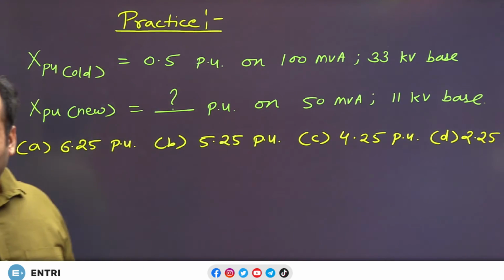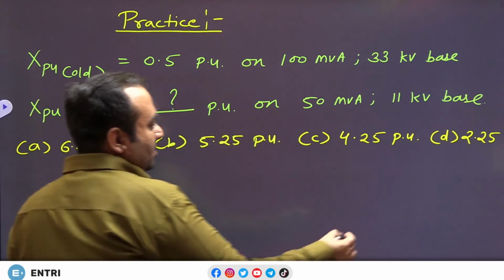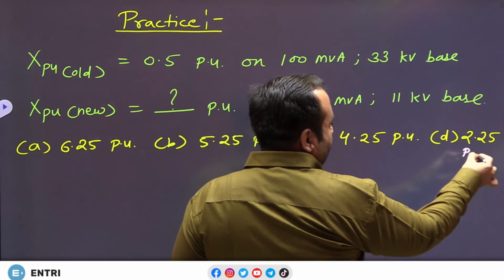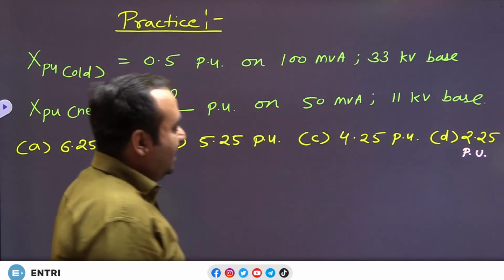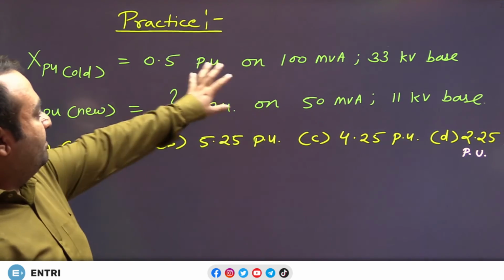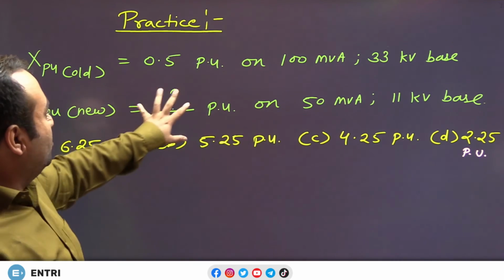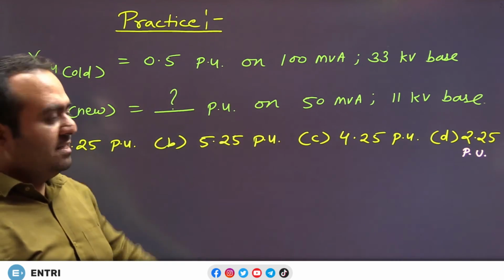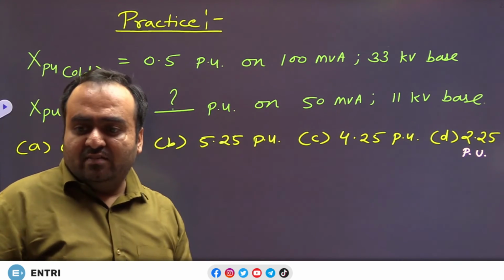I think it's well within the frame. Only this per unit is something that I must write here. So XPU old is 0.5 per unit on this base. So XPU new will be what? What will come in place of the question mark on 50 MVA 11 kV base?